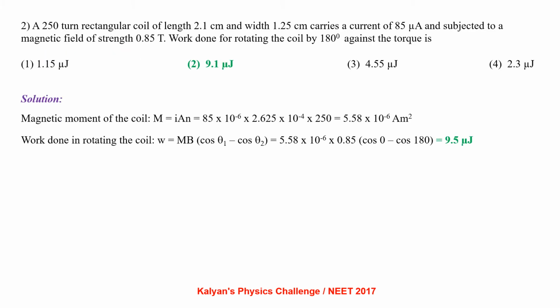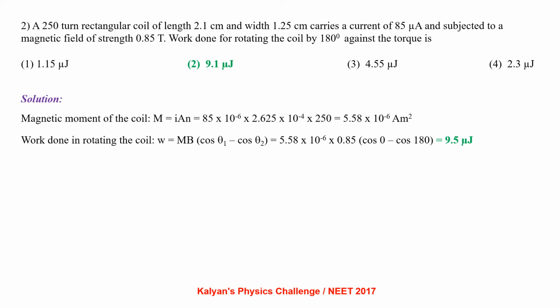Coming to question number 2. A 250 turn rectangular coil of length 2.1 cm and width 1.25 cm carries a current of 85 microampere and is subjected to a magnetic field of strength 0.85 Tesla. Work done in rotating the coil by 180 degrees against the torque is.